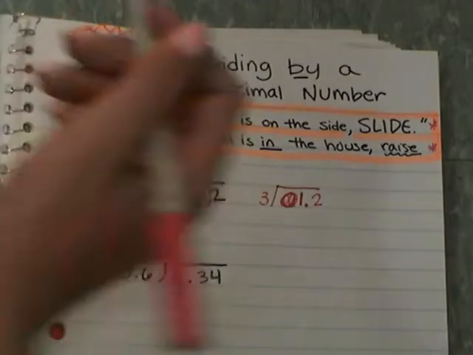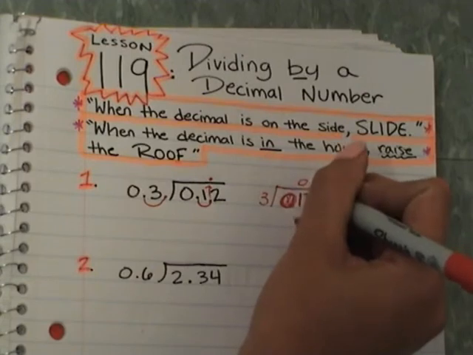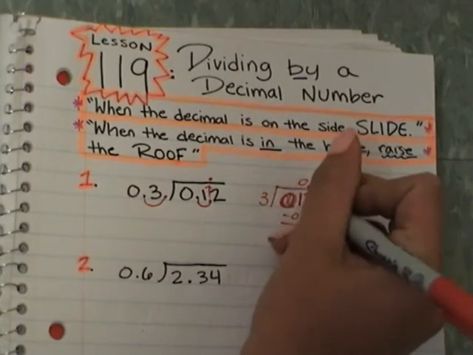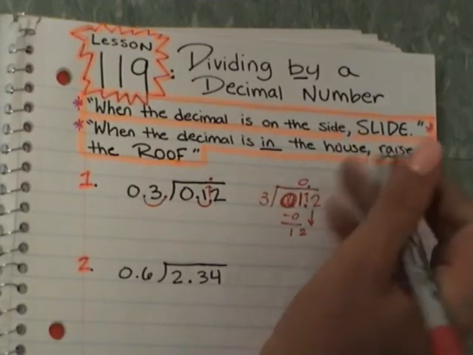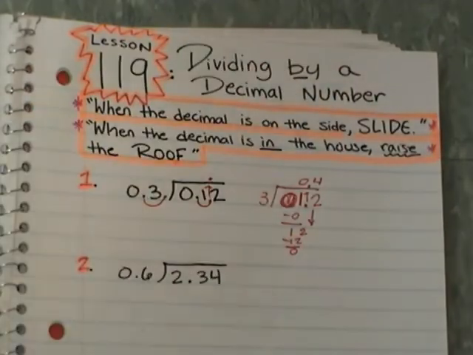Here we go. How many times can 3 fit into 1? 0. Raise my decimal to my roof. 0 times 3 is 0. 1 minus 0 is 1. Bring down my 2. How many times does 3 fit into 12? 4. 3 times 4 is 12. 12 minus 12 gives me 0. So my answer is 4/10.